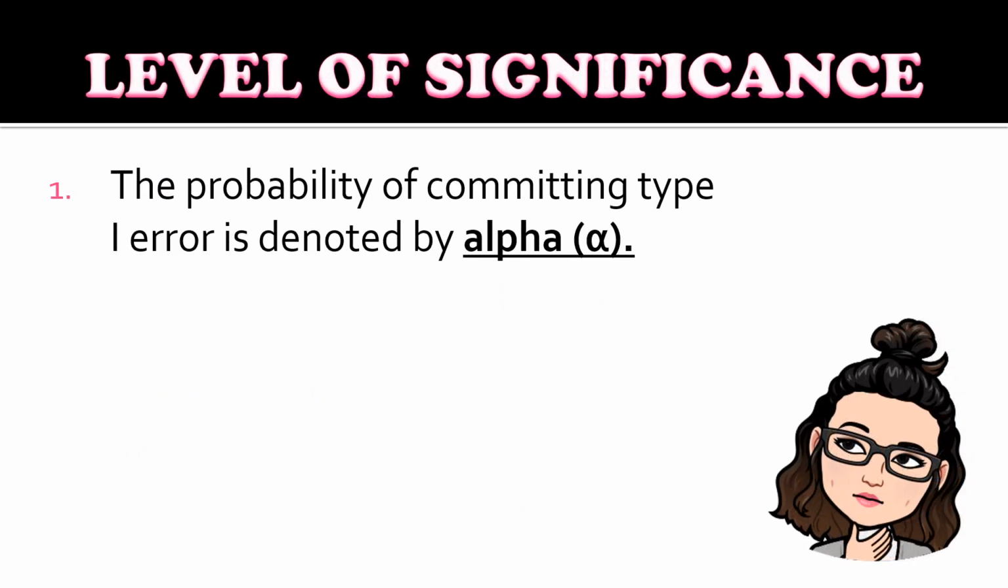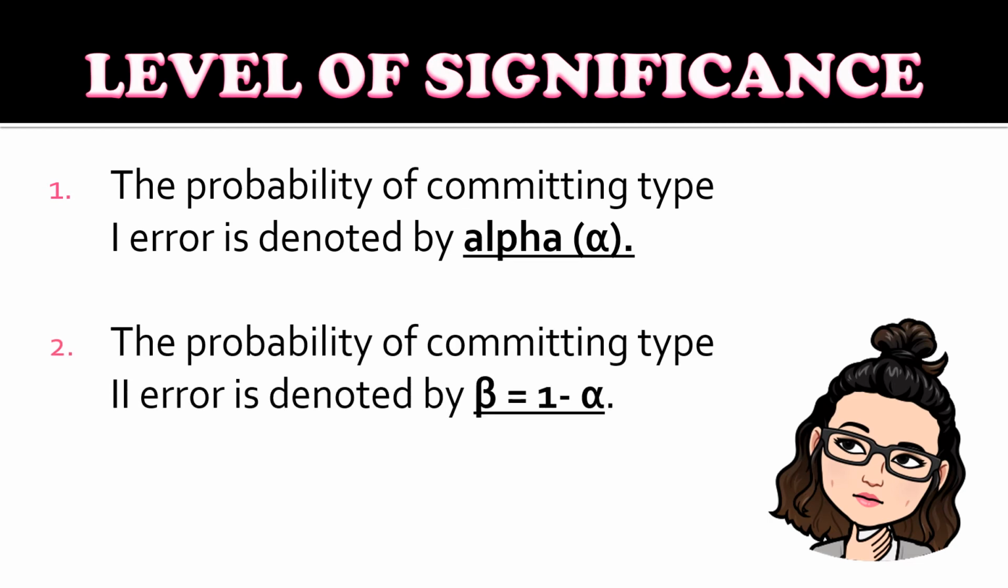Next, we have level of significance. The probability of committing type 1 error is denoted by alpha. And the probability of committing type 2 error is denoted by beta, which is 1 minus alpha.